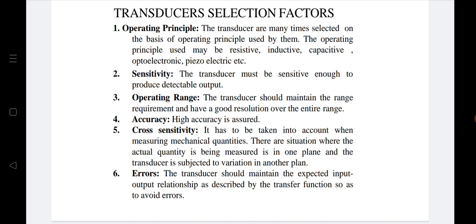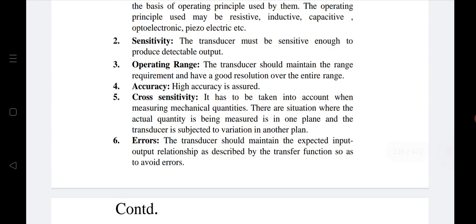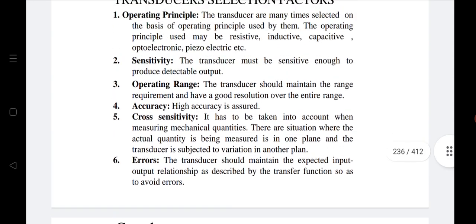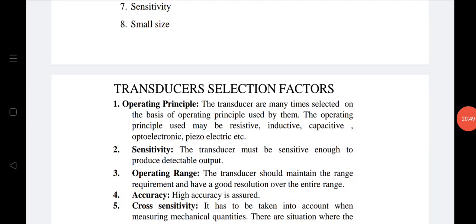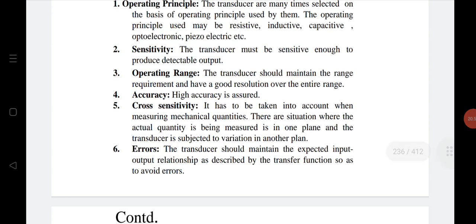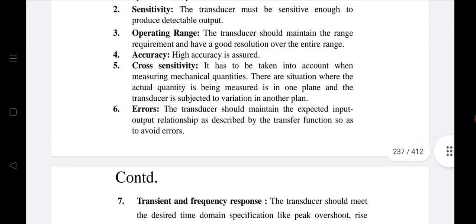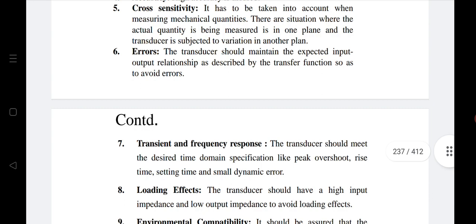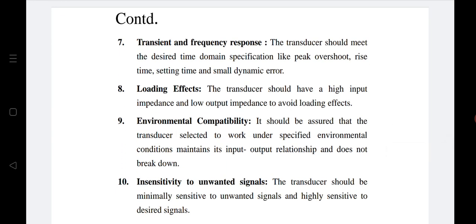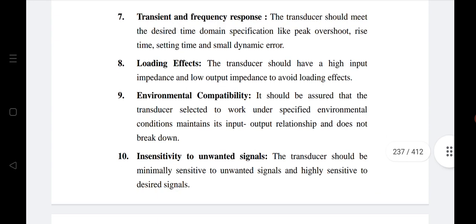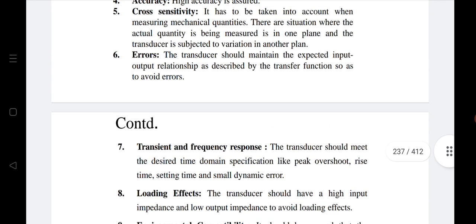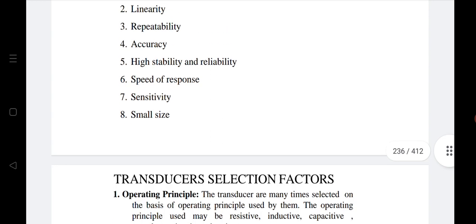First one is operating principle, second is sensitivity, third is operating range, fourth is accuracy, fifth is cross sensitivity, sixth is errors, seventh is transient and frequency response, eighth is loading effects, ninth is environmental compatibility, and tenth is insensitivity to unwanted signals. So this is the description of the selection factors in transducers.